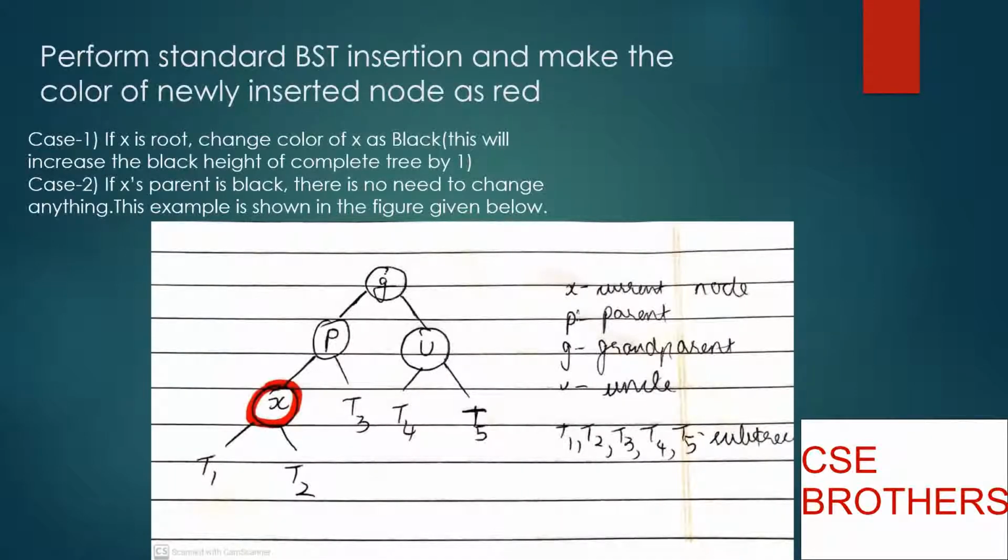The first step of insertion is that we have to perform a standard BST insertion and make the color of the newly inserted node red. So the first case that comes is that if X is the root, then we'll simply change the color of X to black, and this will increase the black height of the tree by 1. Then the next case is that if X's parent is black, there is no need to change anything because this is a red black pair and it does not violate the conditions of a red black tree.